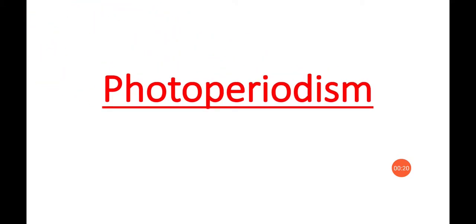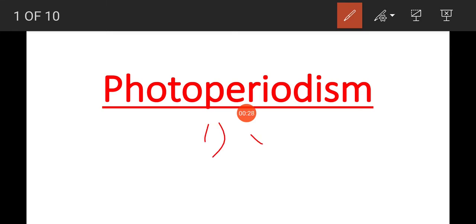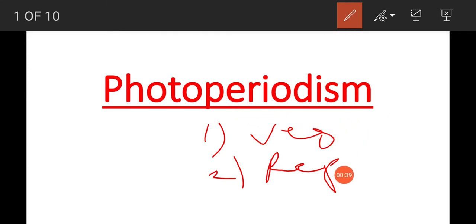Photoperiodism. In plant life, mainly two phases are present. The first one is the vegetative phase and the second one is the reproductive phase. This reproductive phase is also known as the flowering phase. This flowering phase is influenced by some factors. In that, light is the important factor that influences flowering in the plant life.